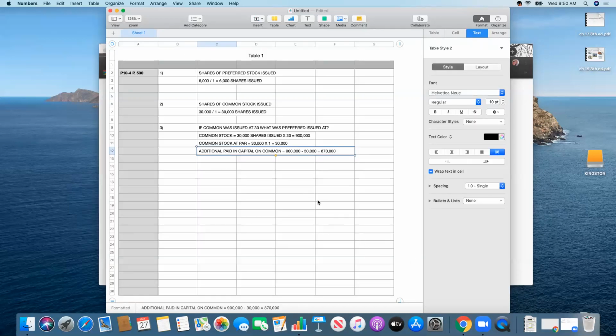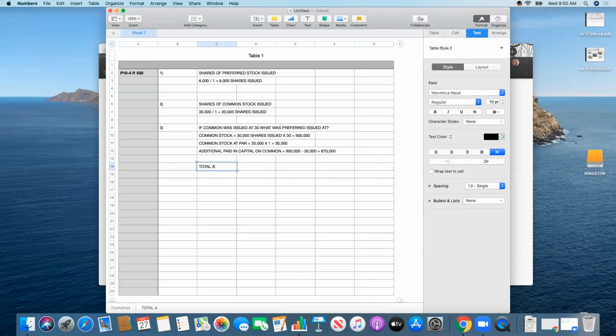So that's what I did here. I said, okay, if I was making a journal entry for this, what would I do? I would debit cash for 900,000, 30,000 shares times 30. I would credit common stock at par, 30,000 shares times $1 par is 30,000. Well, then how much is additional paid in capital? It's 870, right? So now, here, they made this complicated, didn't they?